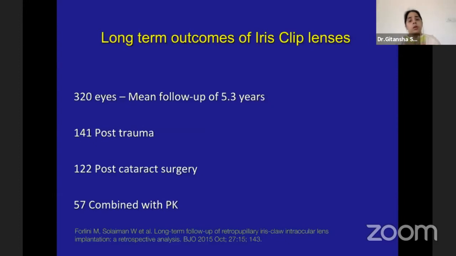However, long-term outcomes of iris clip lenses have been studied. This is one of the landmark publications wherein 320 eyes with a mean follow-up of 5.3 years were included. You can see that most of the eyes were either post-trauma or aphakic post-cataract surgery. It additionally had a cohort of about 57 eyes combined with an open sky surgery of penetrating keratoplasty.